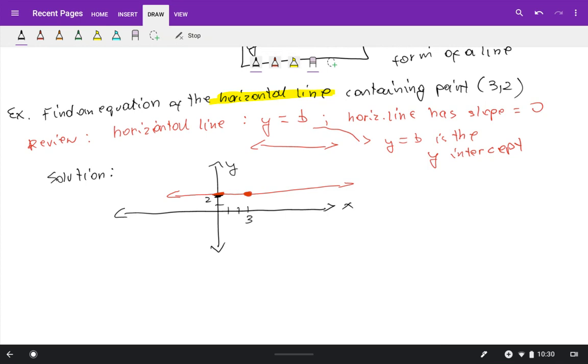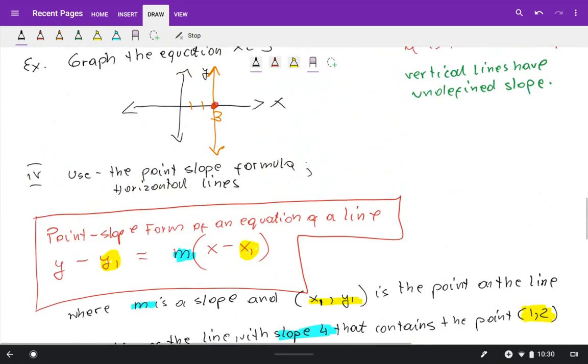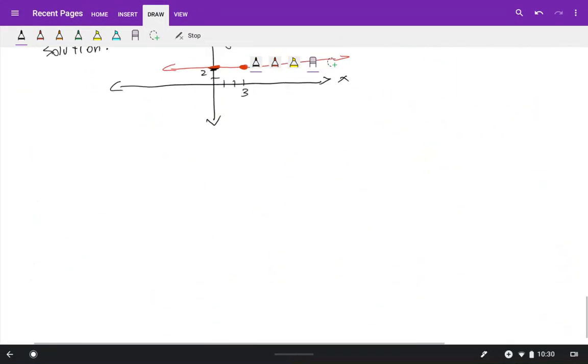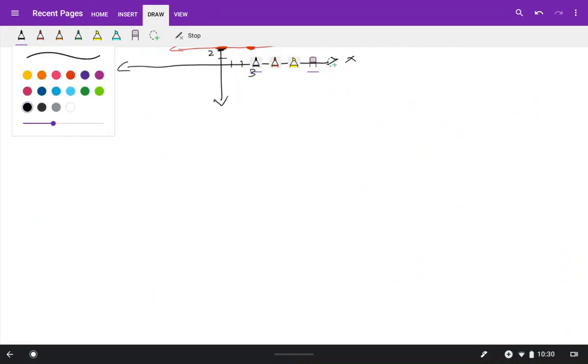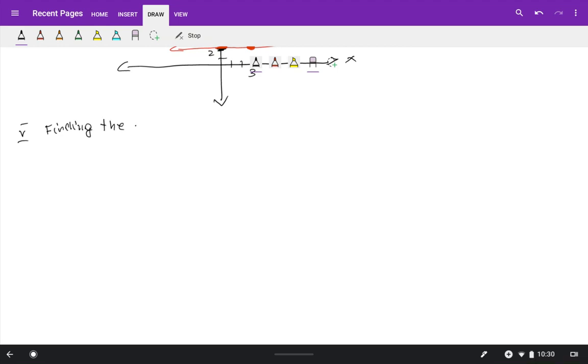Okay. Next, I'm going to talk about how to find the equation of a line given 2 points. So that's the next objective. Which objective is that? That's objective 5. So let's move on to objective 5. Objective 5 is finding the equation of a line given 2 points.